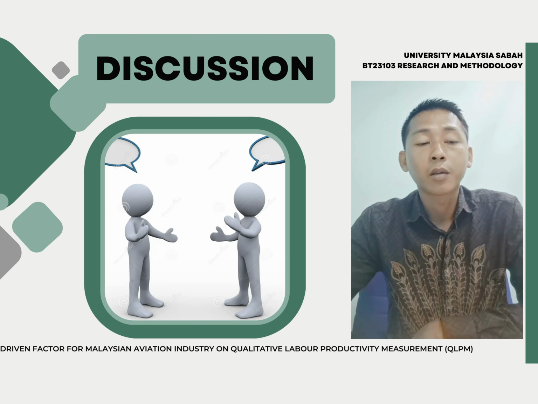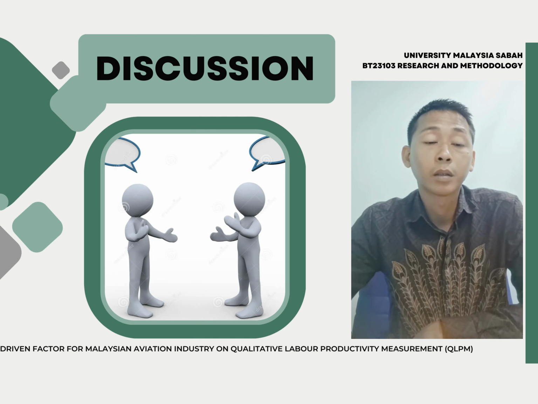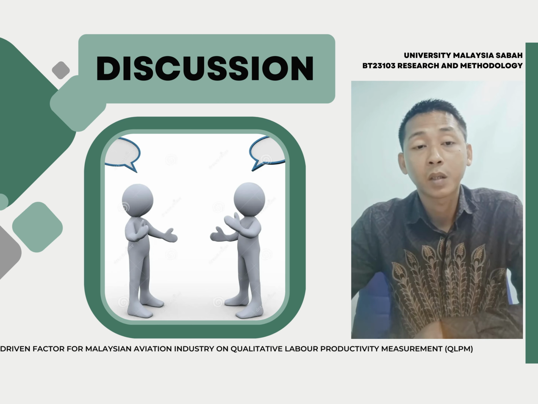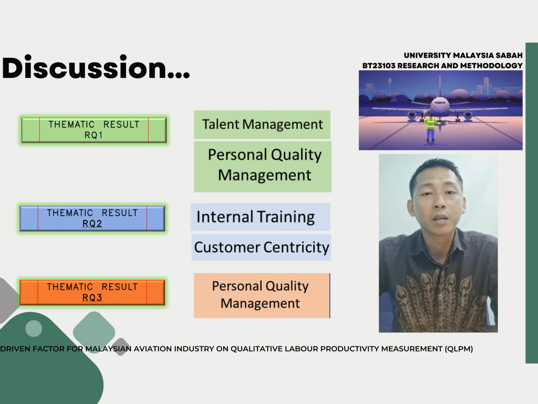Then we move to the discussion, or we move to phase 3. Previously we had phase 1 and phase 2, which we have done. To move to phase 3, we need the concrete data on the generated themes and the trustworthiness of the study. Without those two, we cannot move to phase 3. So let's start our discussion. As I said previously, we have the thematic results for research question 1, RQ2 and RQ3.